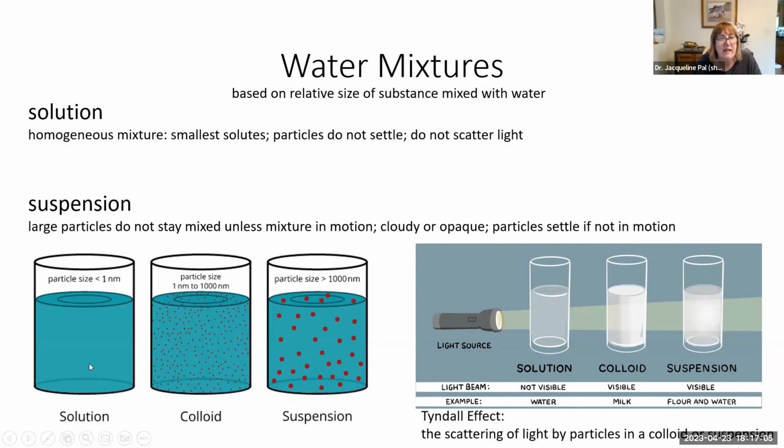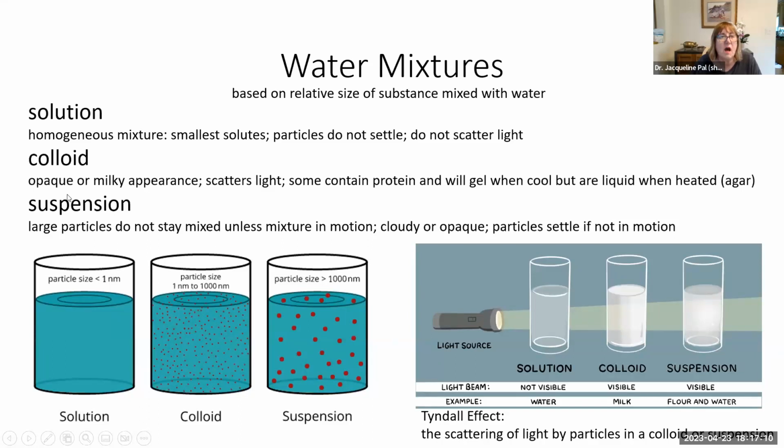And in between the tiny particle size and the big particle size is the mama bear colloid, where we're going to get a milky appearance. A good example is something that looks like milk, it's a colloid. What's interesting about some colloids is that some will contain proteins that are liquid when they're warm, but then they will gel when they cool. An example of this is the agars we use in microbiology to plate and grow your organisms. So you'll have lots of experience with agar.